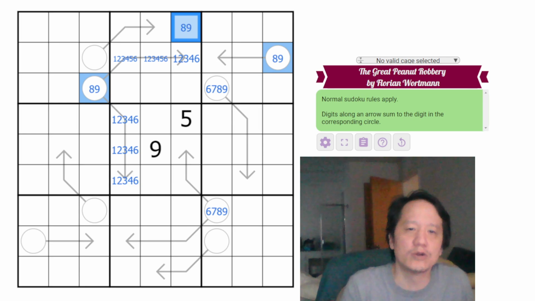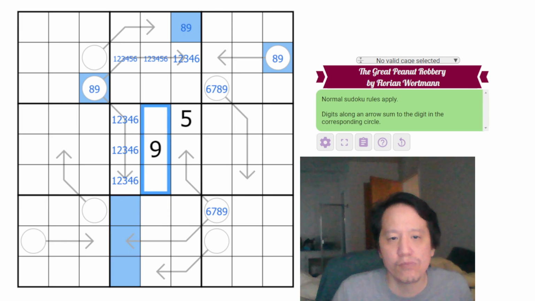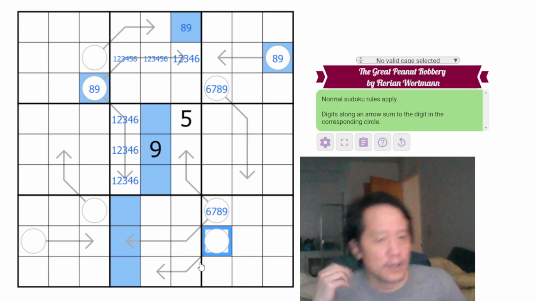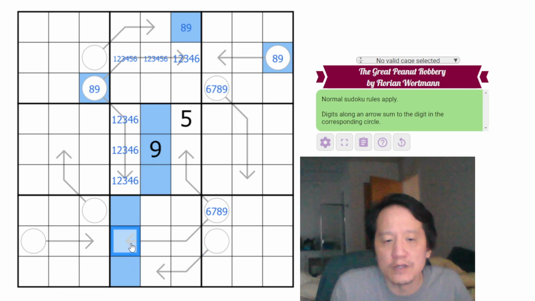So we know where blue is specifically. Blue cannot be any of these. Therefore, blue has to be one of these, and then also one of these. Now, there's no restriction here, so it could actually be along this arrow. Oh, no, it can't be along the arrow because it has to be 8 or 9. So it's either here or here. We don't know which.